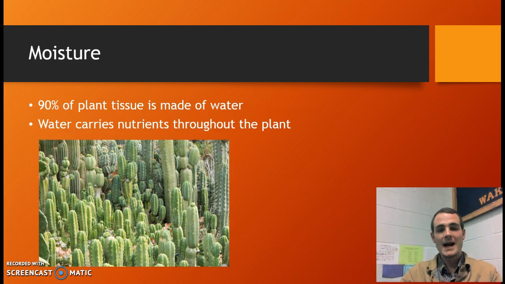Moisture. 90% of plant tissue is made of moisture, and the reason for this is because water is responsible for carrying nutrients throughout a plant. And so know that plant tissue is mostly made of moisture. So if you were to dry out a plant, it's not going to weigh very much. Most of that plant's weight is because of the moisture content or water content it has. And that water is very important for allowing that plant to live.